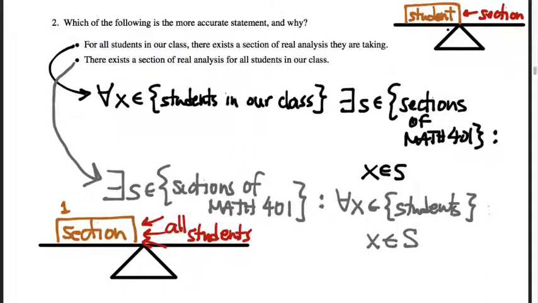It implies the first statement, right? If it's true that there's one section with all real analysis students in it, then it also follows that every student will have a section of real analysis. But it's not necessarily true going the other way.